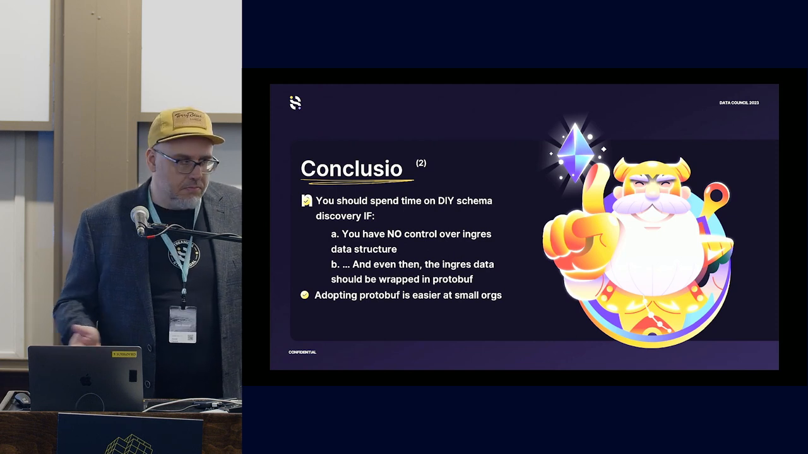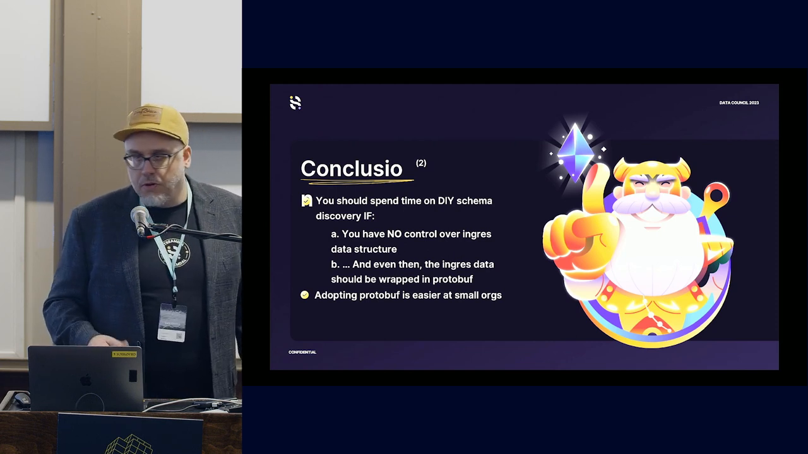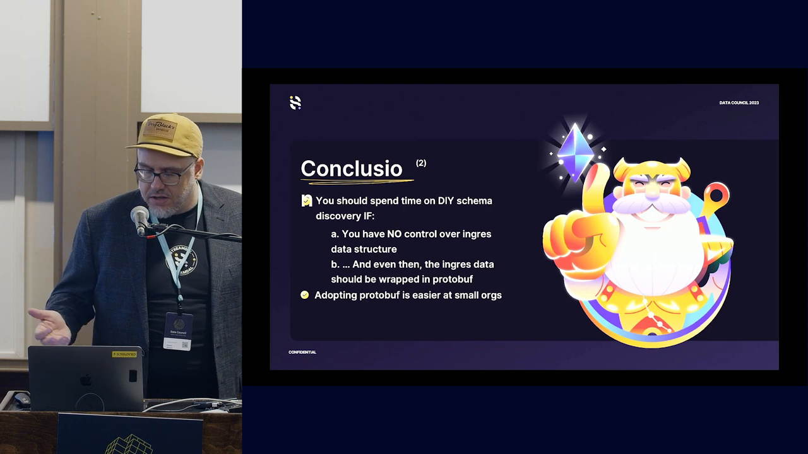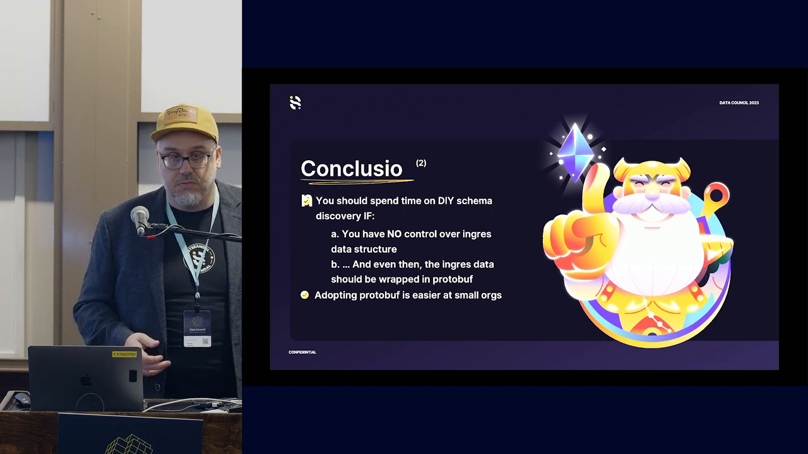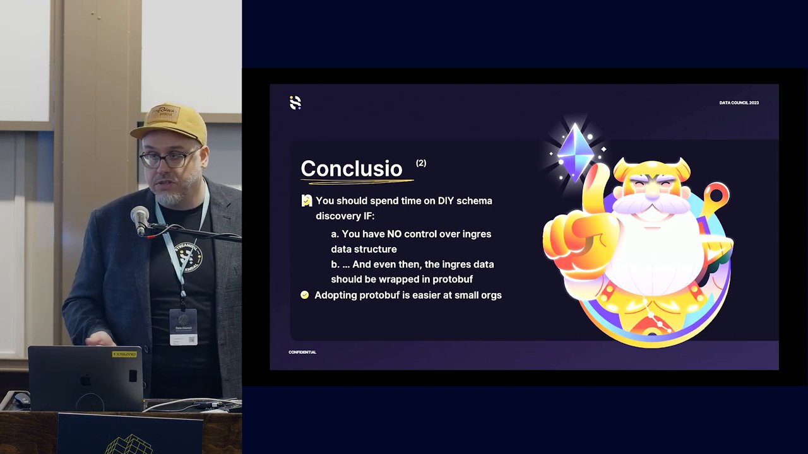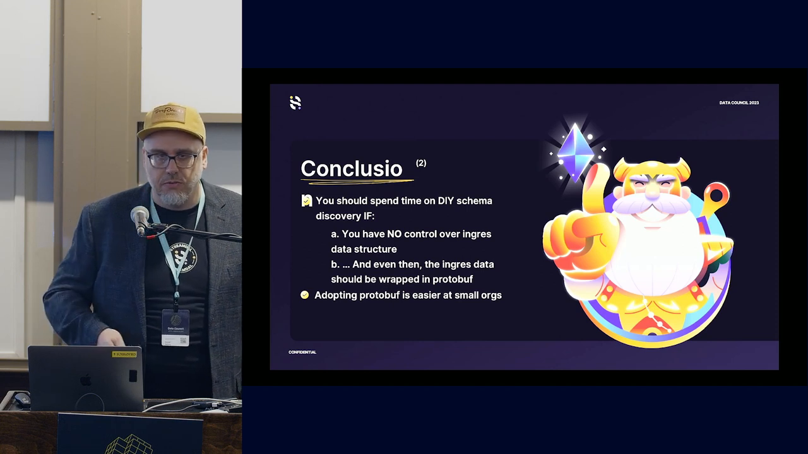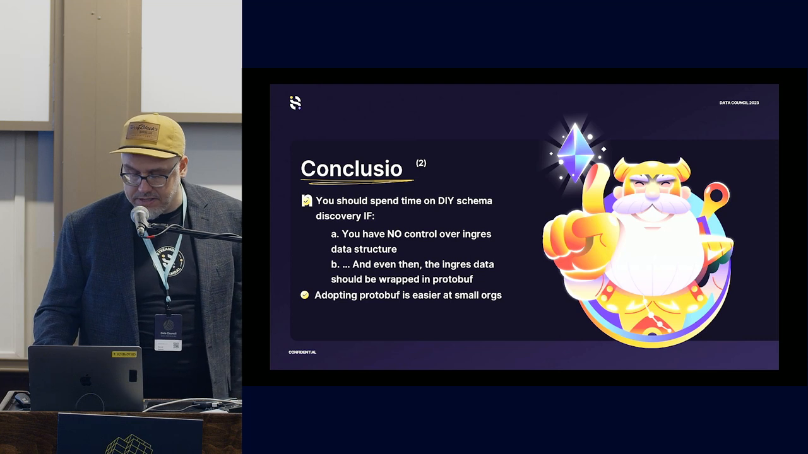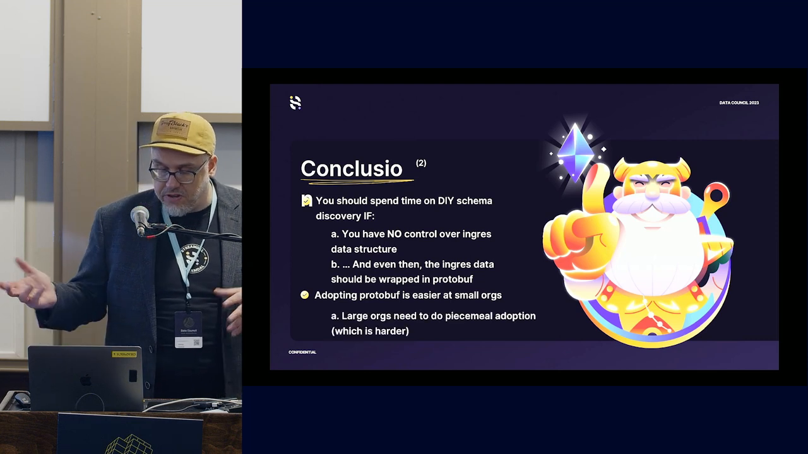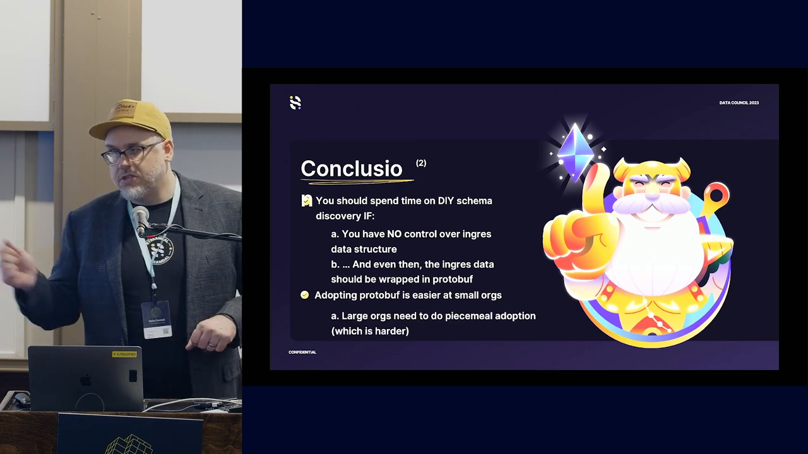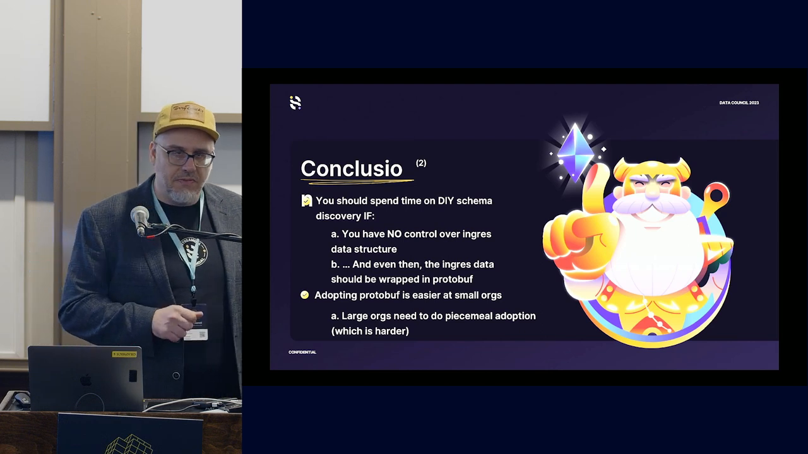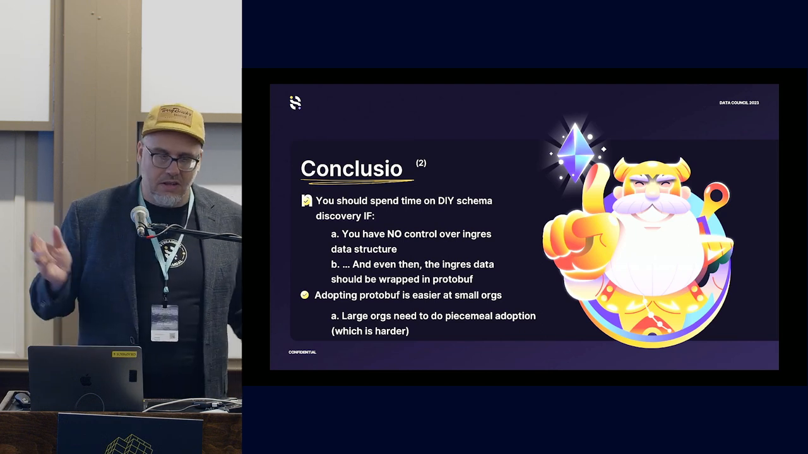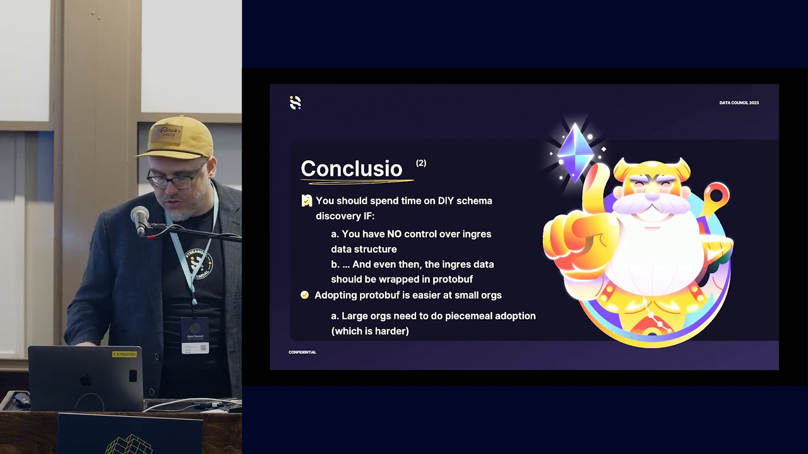I think this is probably pretty obvious, but adopting protobuf across orgs is significantly easier in small orgs, way, way easier, because you can totally just rip the Band-Aid. At a large org, it always has to be a piecemeal type of adoption where you have one service that only cares about this type of data and it's going to be protobuf, and then it's just a whole massive juggling act.